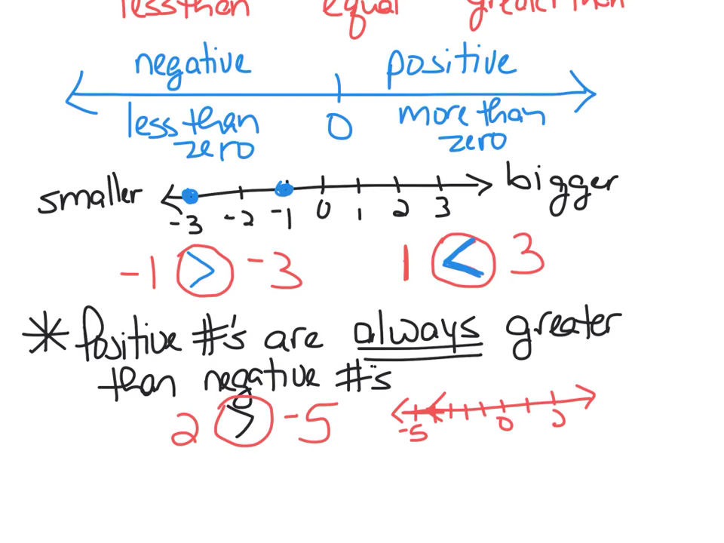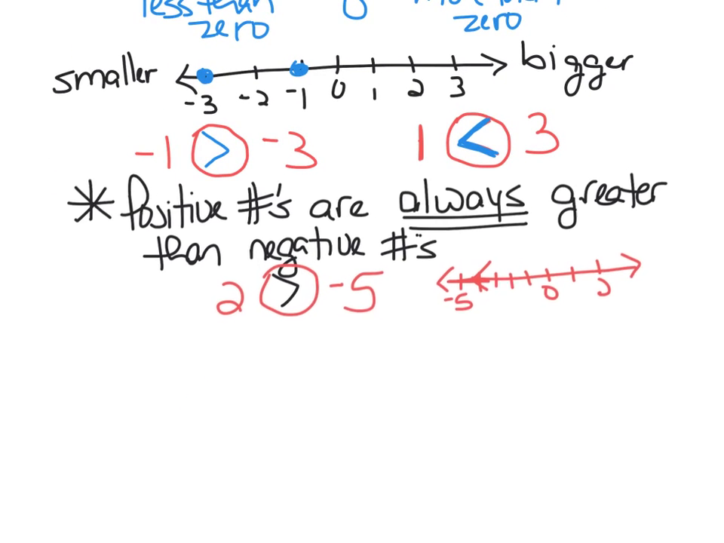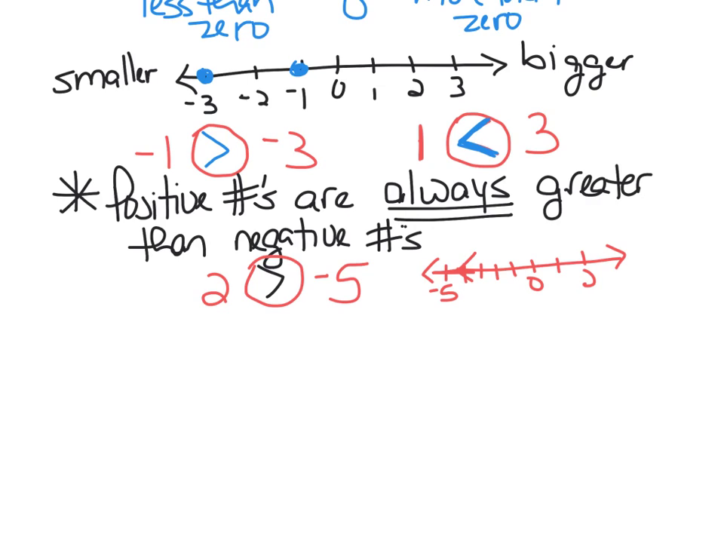So remember that rule. Positives will always be greater than negatives, no matter what number. You could have positive 1 compared to a negative 100. Guess what? 1 is still greater than negative 100. Okay, any questions so far? Okay, so let's look at the next part.